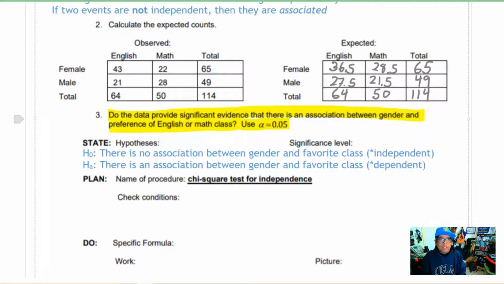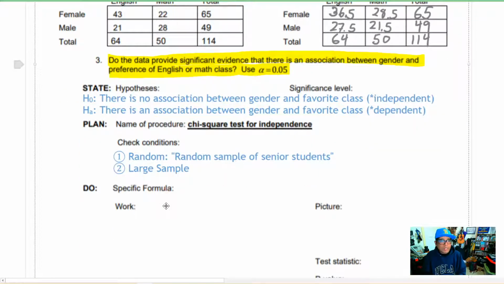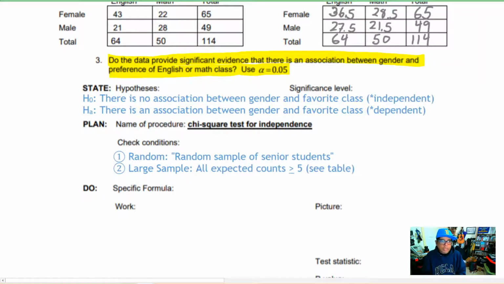We have the same two conditions, random and large sample. Remember that the question said a random sample of senior students, so we'll quote that into our 4-step plan. And then for large counts, our large sample, we have all expected counts were greater than or equal to 5. See table. And of course, in your work, make sure you reproduce a table of expected values.